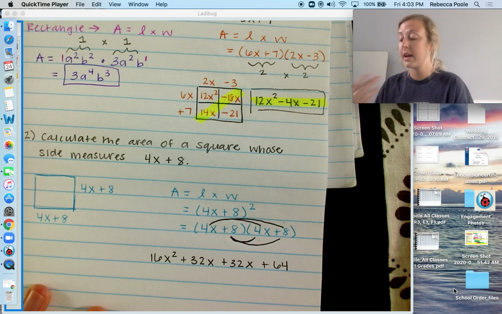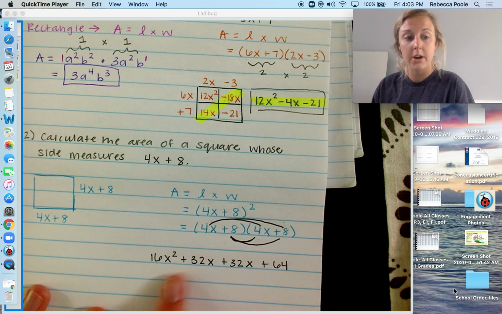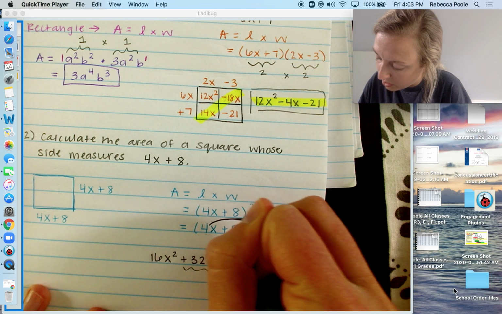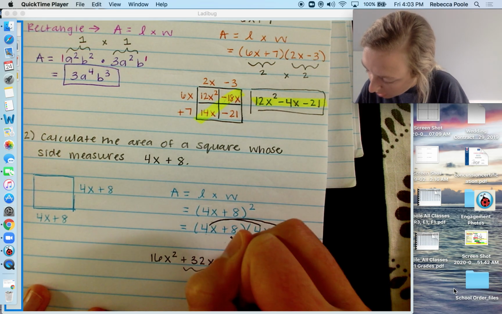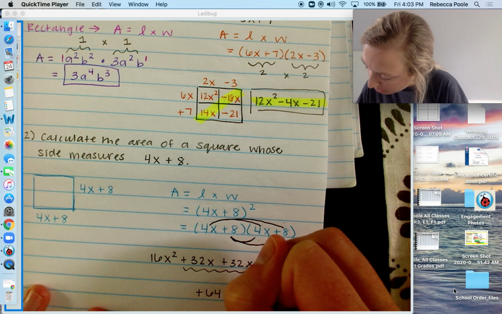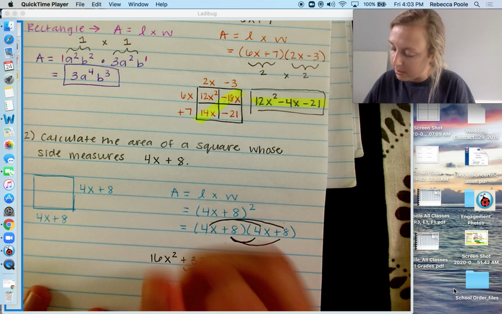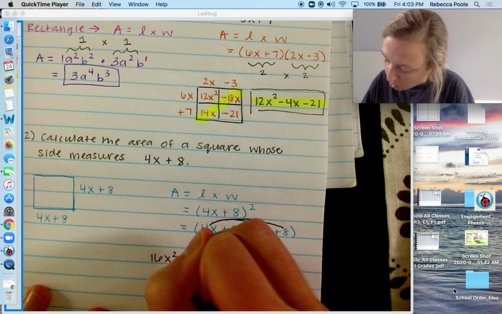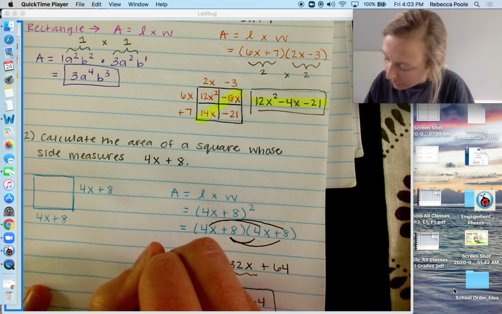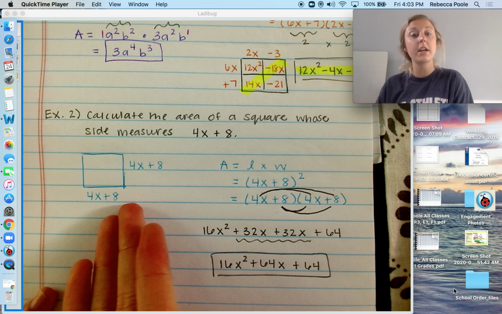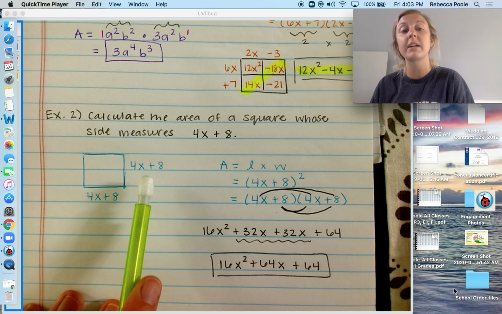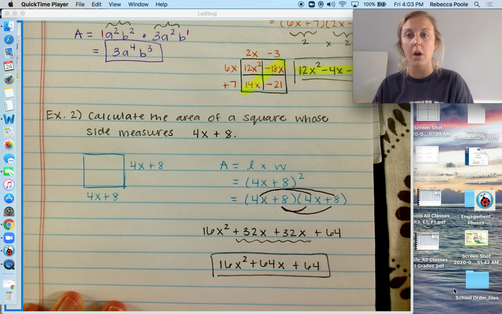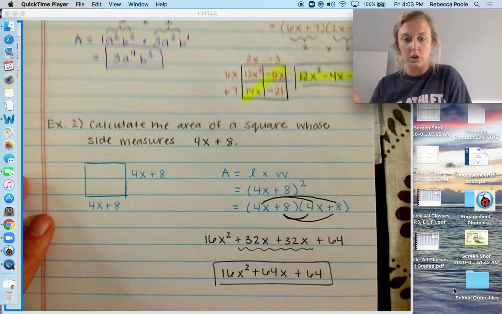Okay, so now when I go to simplify this, hopefully you see that we can do 32x plus 32x. That's 64x. I'm going to bring down that plus 64 at the back, and I'm going to bring down the 16x squared in the front. Okay? So calculating the area of a square is also the same. This problem was just different because I didn't give you the picture. You had to draw it. That's fine. You guys should know how to draw a square. Okay?